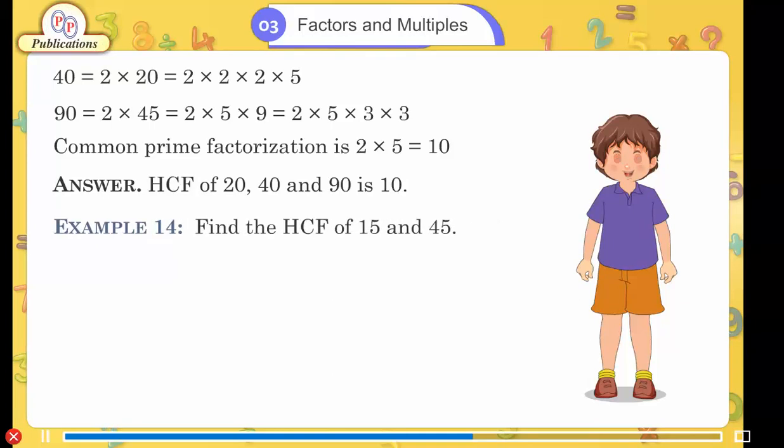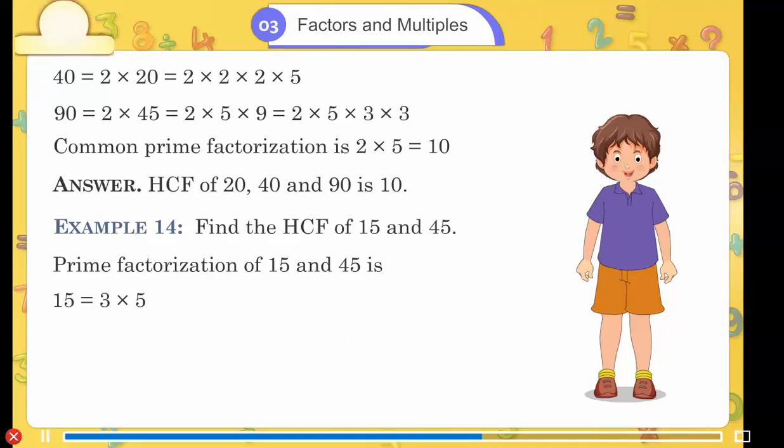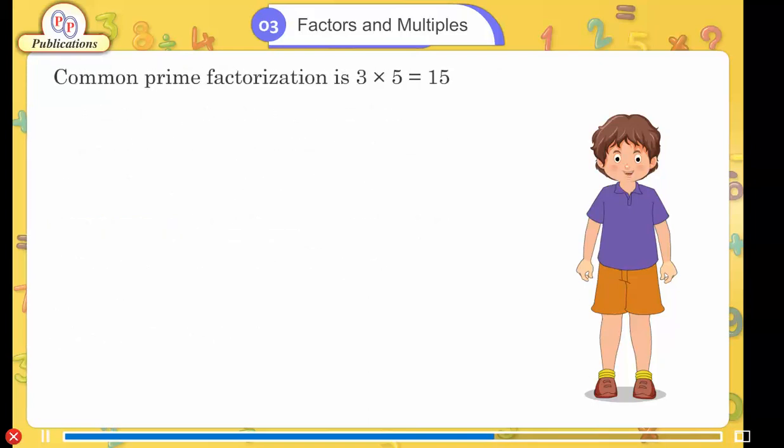Example 14. Find the HCF of 15 and 45. Prime factorization of 15 and 45: 15 is equal to 3 into 5. 45 is equal to 3 into 15 is equal to 3 into 3 into 5. Common prime factorization is 3 into 5 is equal to 15. Answer, HCF of 15 and 45 is 15.